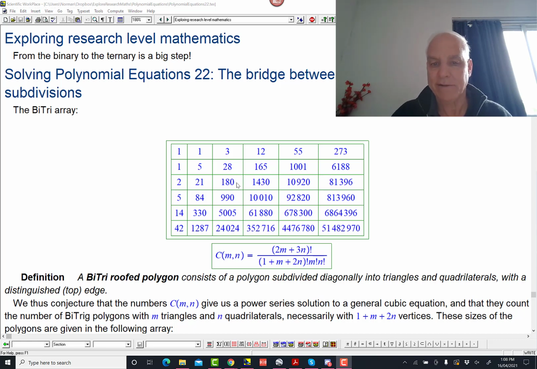And we suspect, we're not sure, but we suspect that these numbers are counting the numbers of such bi-tri-roofed polygons. That's a major conjecture of ours that we would like to establish. We've only really looked at it in this top left-hand corner and rather laboriously checked this out for some special cases. Today, we're going to be able to see a much more general and powerful argument. So watch carefully. It's almost going to be like magic.